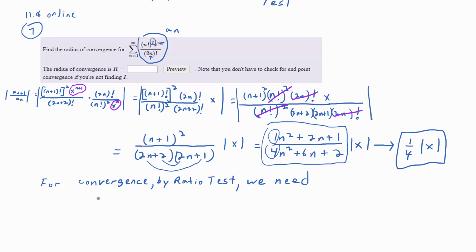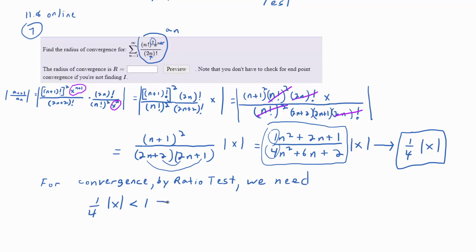That's according to the ratio test. So 1/4 absolute value of x has to be less than 1. And then if you solve this inequality, well, you can multiply. I'm going to go sideways here. I'll use the double arrow.